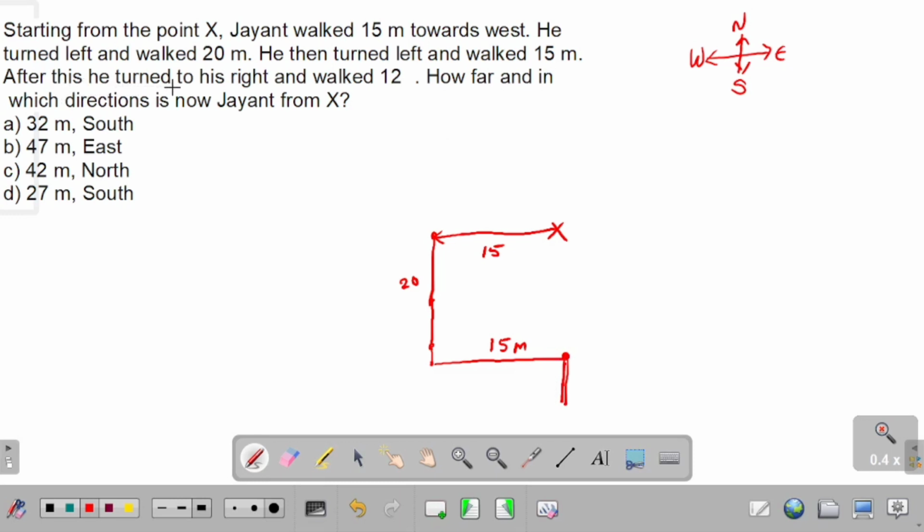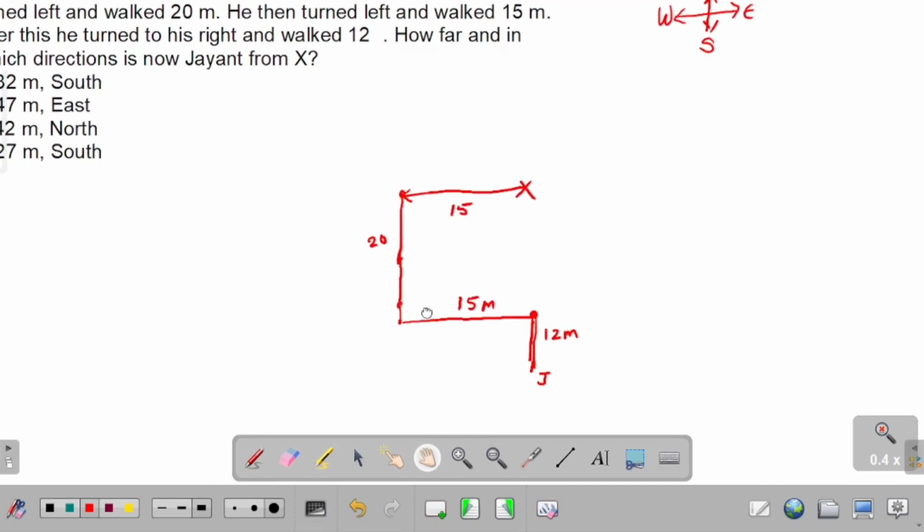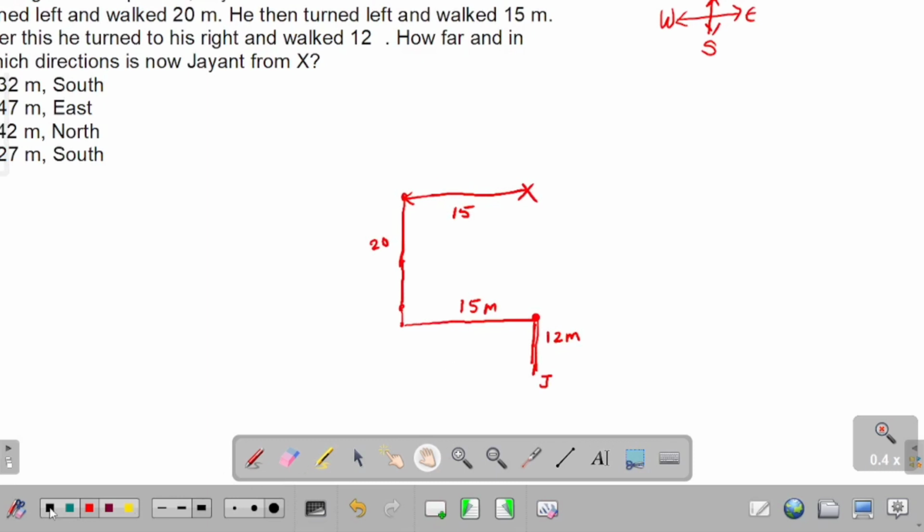Then he turned to his right and walked 12 meters. How far and in which direction is Jayant now? Okay, Jayant is here now. So now we need to find how much distance from Jayant. It is very easy. See now.